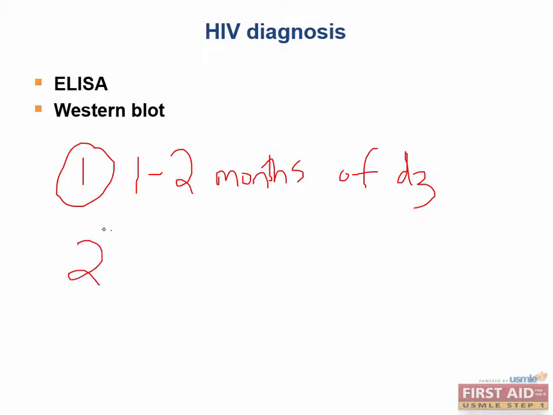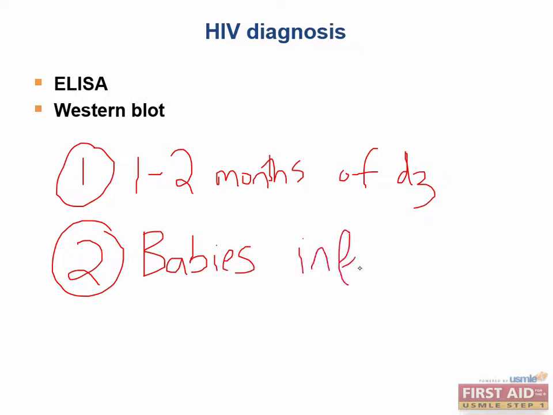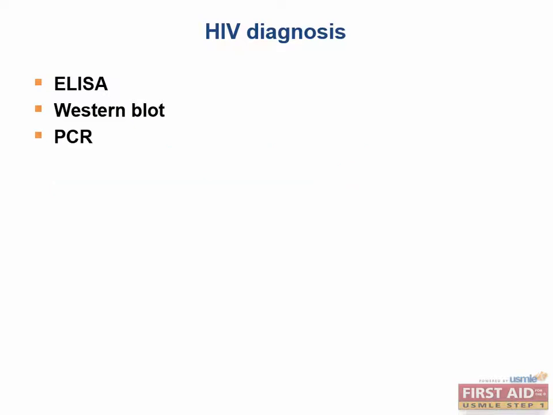The second time is when babies are born and tested when they're born to infected mothers. So if the mother is infected with HIV, using ELISA or Western blot to detect HIV transmission to the baby isn't necessarily the most effective test because GP120 can freely cross the placenta and can be picked up in the baby's serum even though the baby may not be infected with HIV. It could just be the protein from the infected mother.